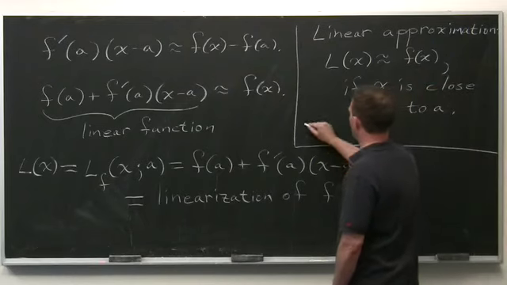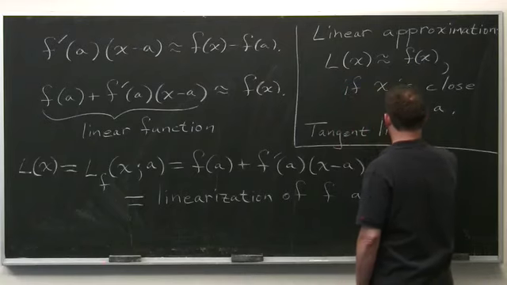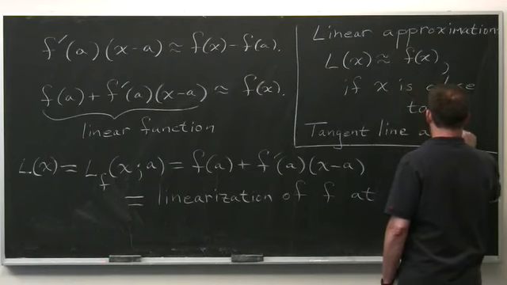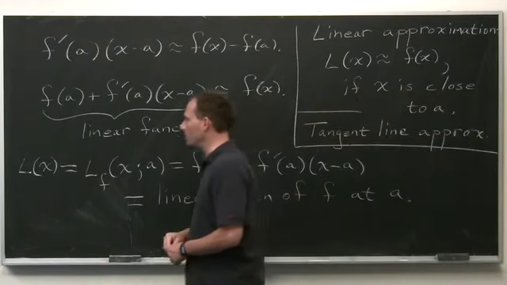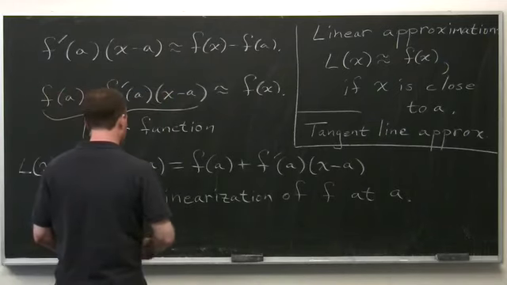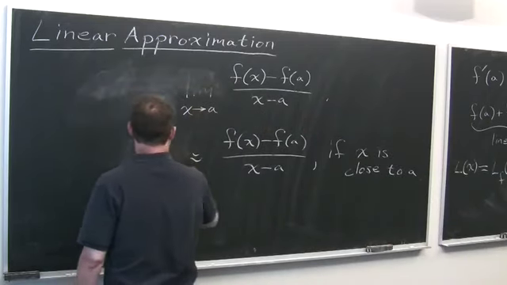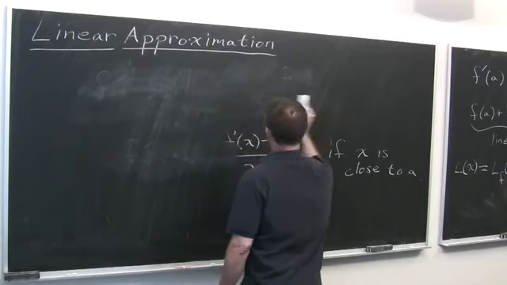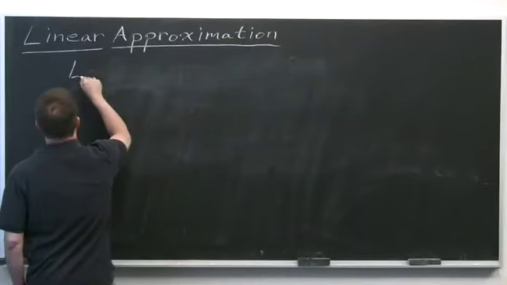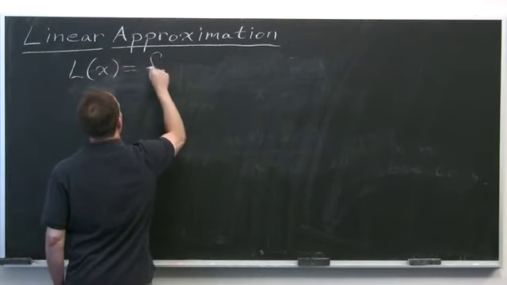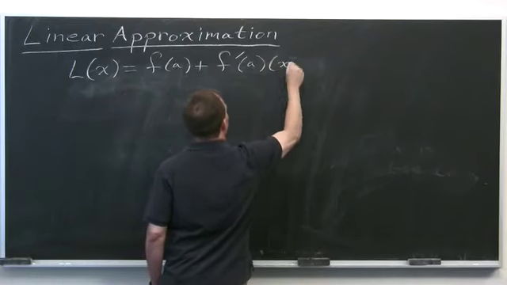It's also called the tangent line approximation. Why would it be called the tangent line approximation? Well, what is the graph of the linearization? So here's some function. We start with a function f of x, and you pick a point a, some x coordinate a that you're interested in, and you calculate the linearization. So here's the linearization. It's f of a plus f prime of a times x minus a.